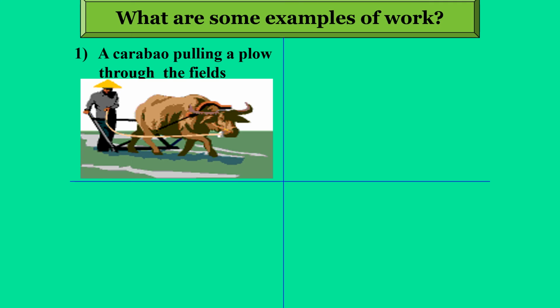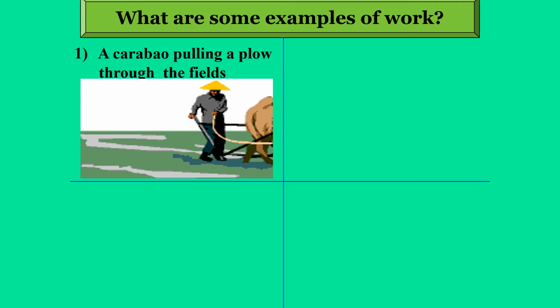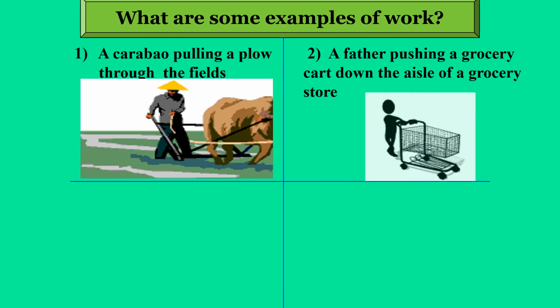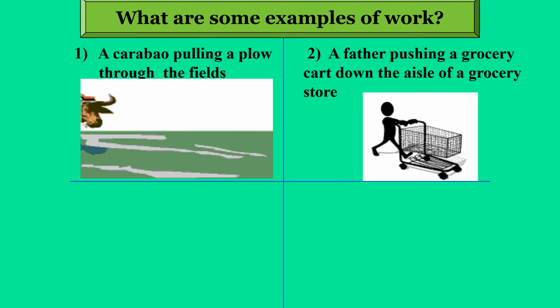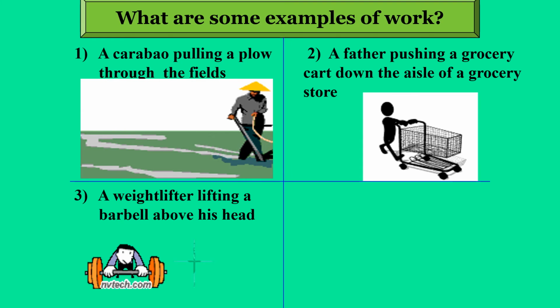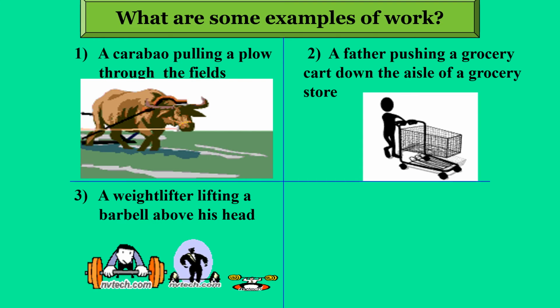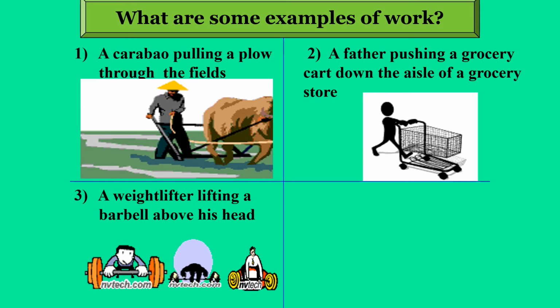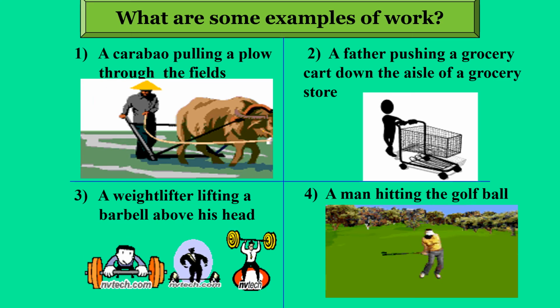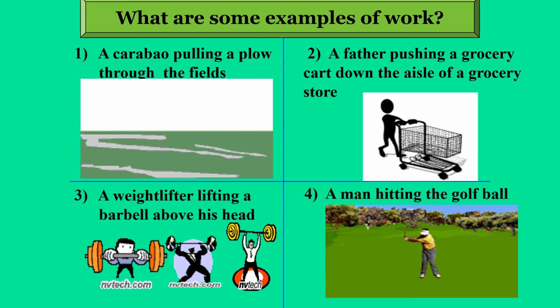What are some examples of work? Number 1, a carabao pulling a plow through the fields. Number 2, a father pushing a grocery cart down the aisle of a grocery store. Number 3, a weightlifter lifting a barbell above his head. And number 4, a man hitting the golf ball.